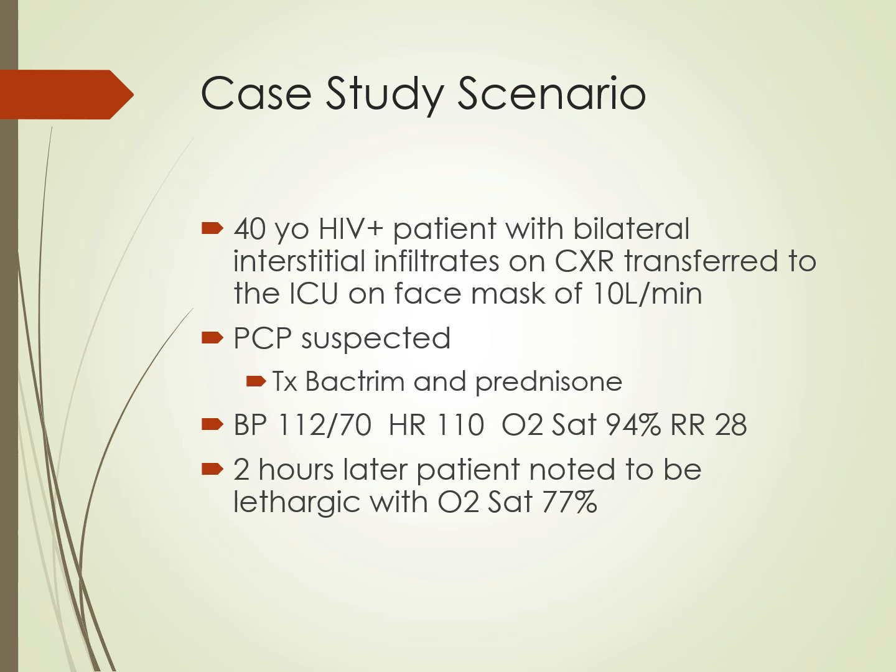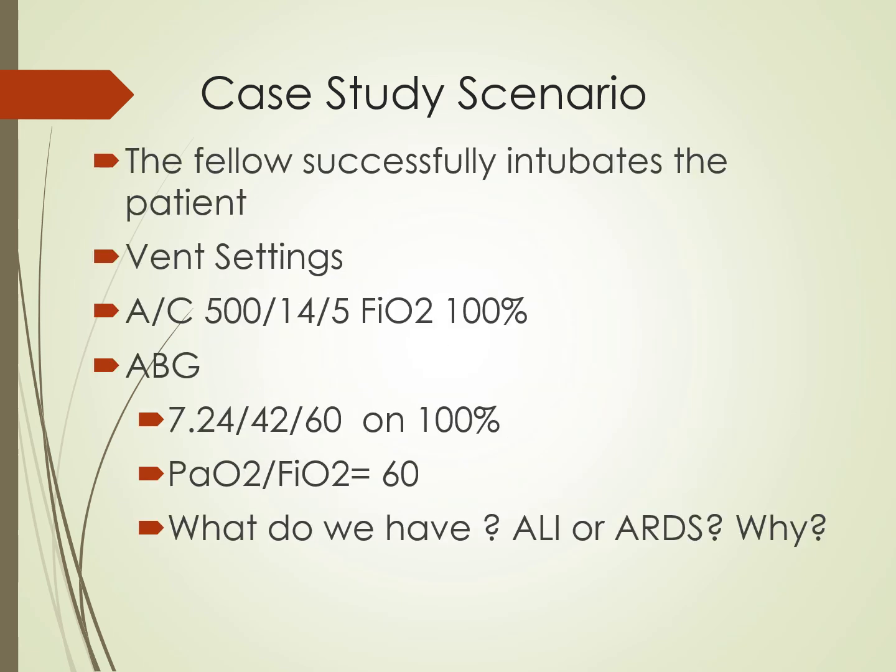His vitals show a blood pressure of 112/70, a heart rate of 110, his SATs at 94%, and his respiratory rate's 28. So he seems somewhat stabilized. 2 hours later, the patient is noted to be lethargic with a SAT of 77. Some things are happening. The fellow in the ICU decides to intubate the patient, and they put him on a ventilator. The initial settings are assist control of 500, rate of 14, PEEP of 5, FiO2 of 100%.